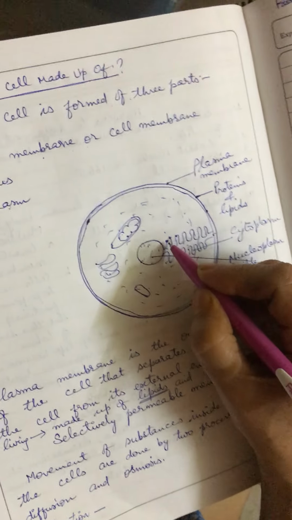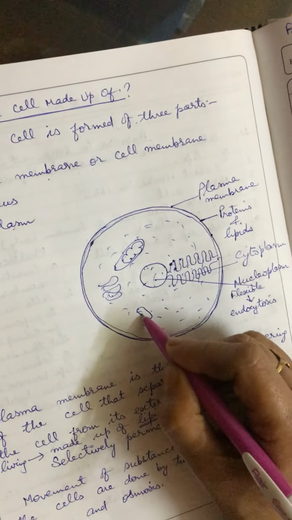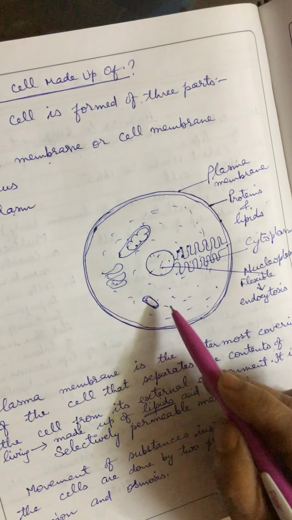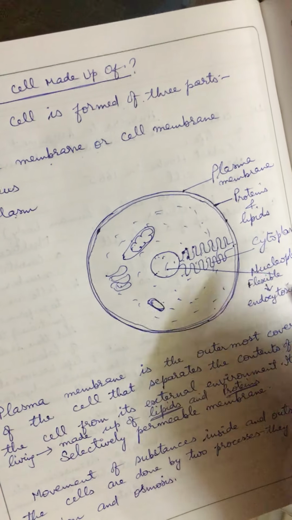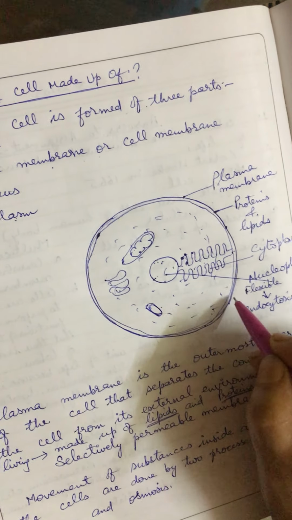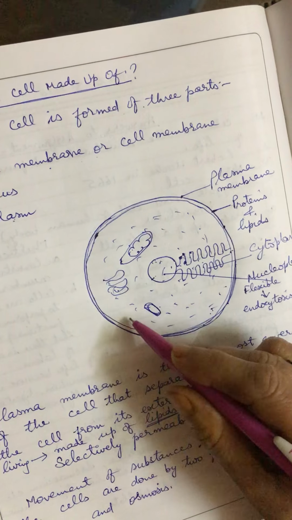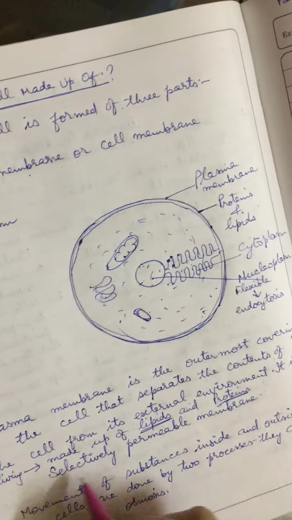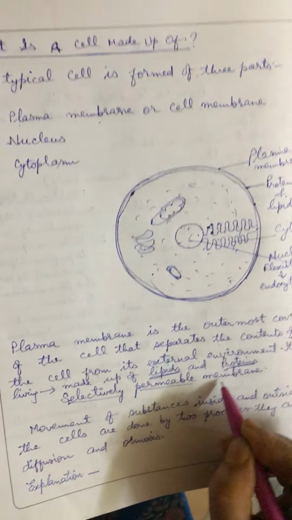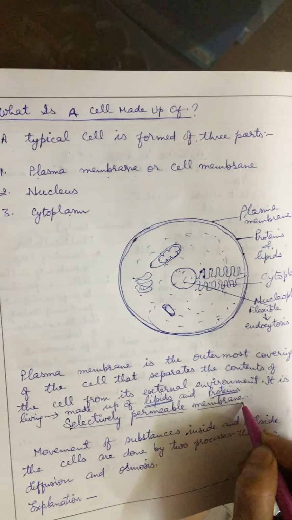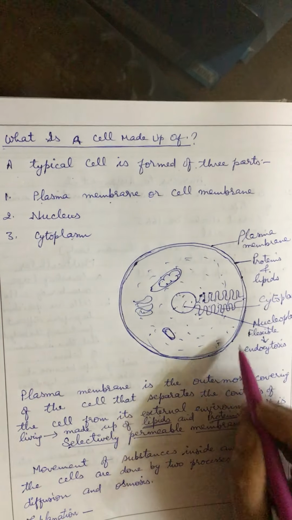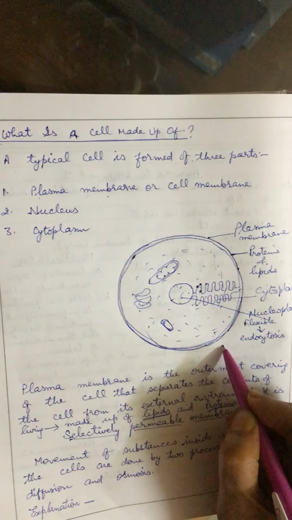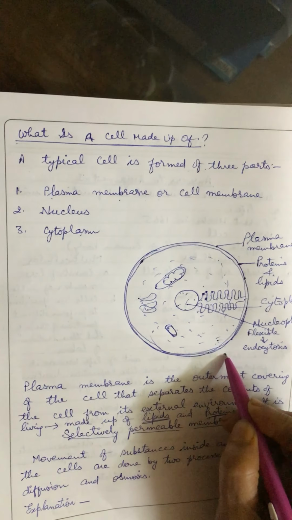Other than this, ribosomes are there, lysosome is present. So all these internal components are separated from the outside environment with the help of this plasma membrane. The plasma membrane is also known as selectively permeable membrane, as it allows only selected substances to enter inside it or exit from it. That is why it is known as selectively permeable membrane.